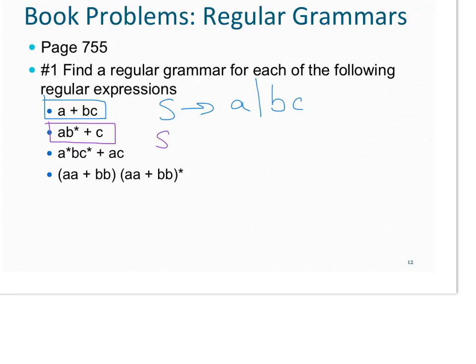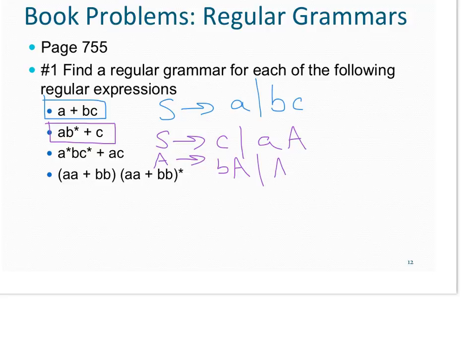So one option is S could just go to C, right? The other option is S could go to an A followed by the rest of it, which I guess I'll call A. And that A rule is going to have to represent my B star part, so I'm going to say A goes to, let's see, it could go to a BA or lambda. All right, so that's that stuff.